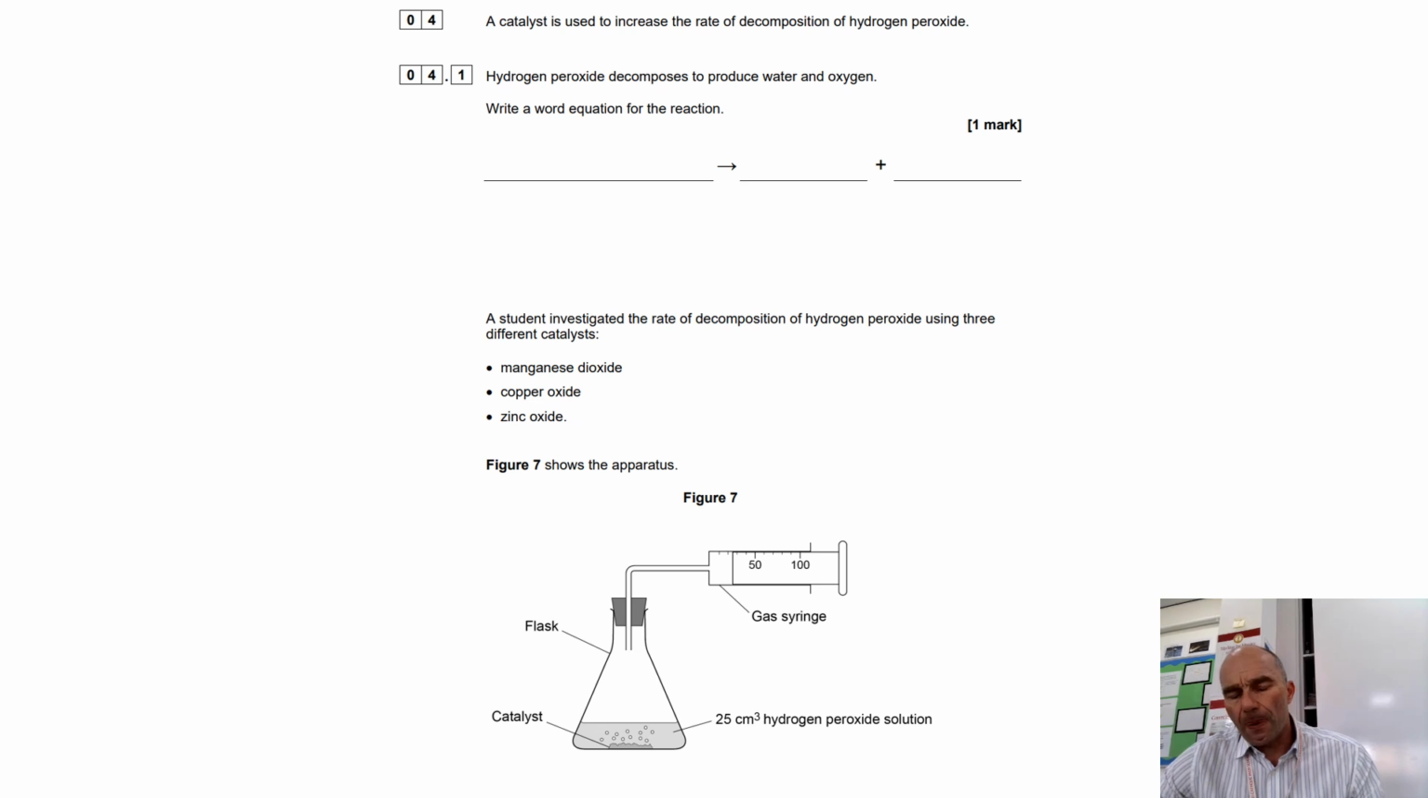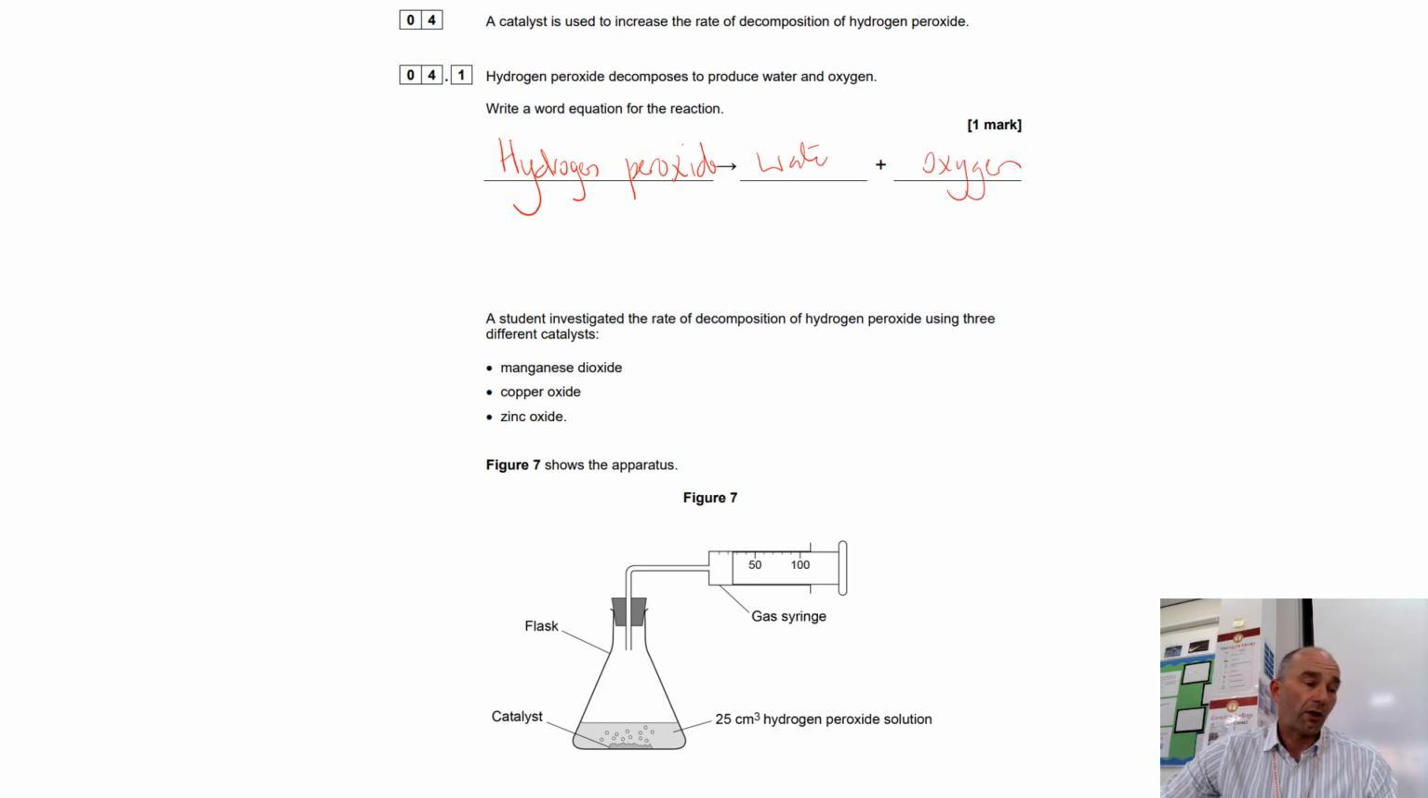Now, you just need to look at the previous sentence, and there's your answer. So, hydrogen peroxide decomposes, so it breaks down, so it means that we're starting with hydrogen peroxide, and we're producing water plus oxygen. There's our mark. Don't be tempted to start writing formulas, although they will accept them. The question is actually asking you to write the word equation, so stick to words, makes it much better.